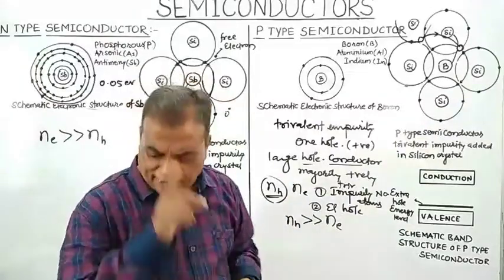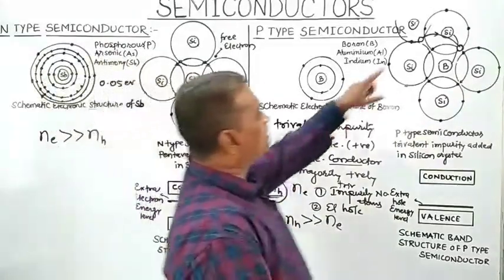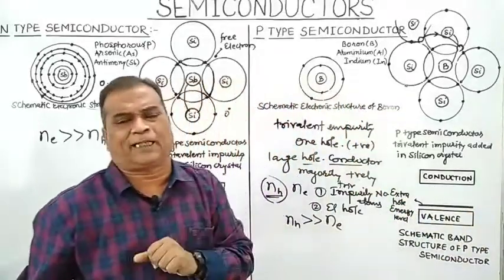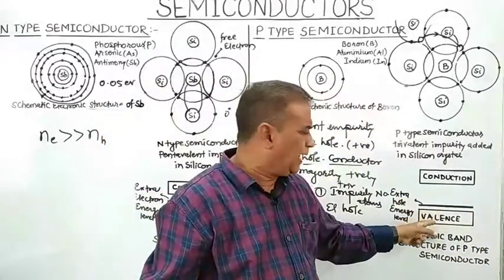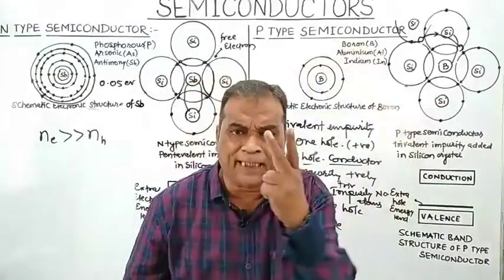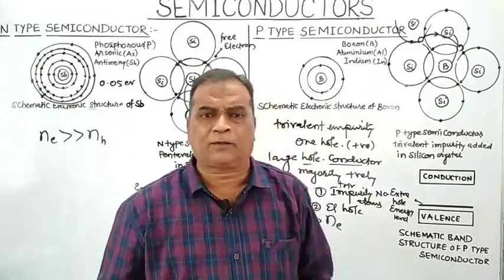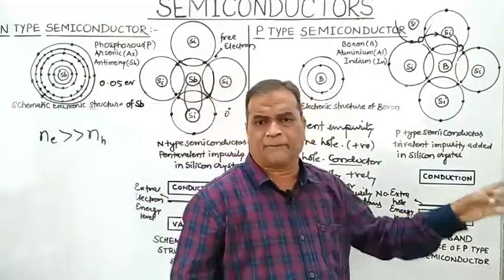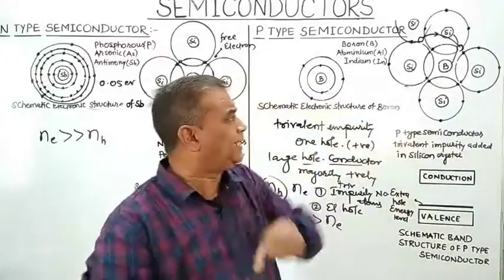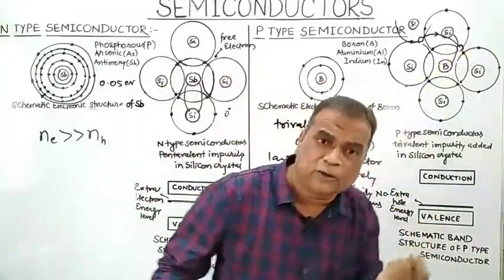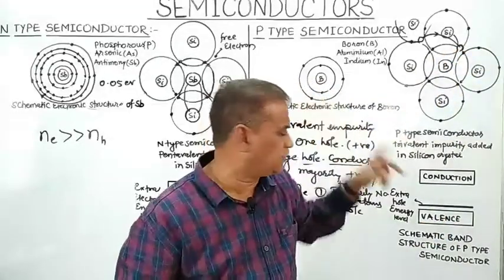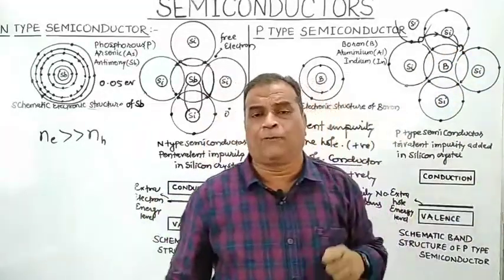The minority charge carriers. Remember that as far as these holes are concerned, here I had shown the band structure of p-type semiconductor, where I had shown the valence band and conduction band. We know that boron has only 3 electrons in its valence orbit, means electrons are present in the valence band. In addition to these valence electrons, a hole, which is an effective positive charge, is also present in the valence band.